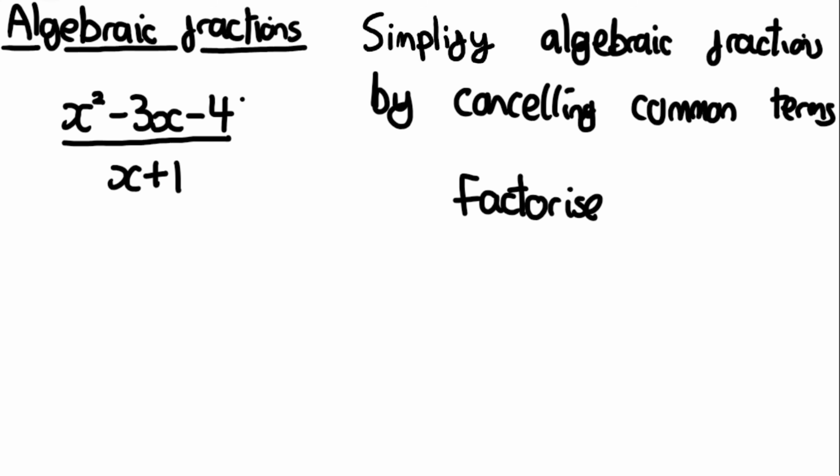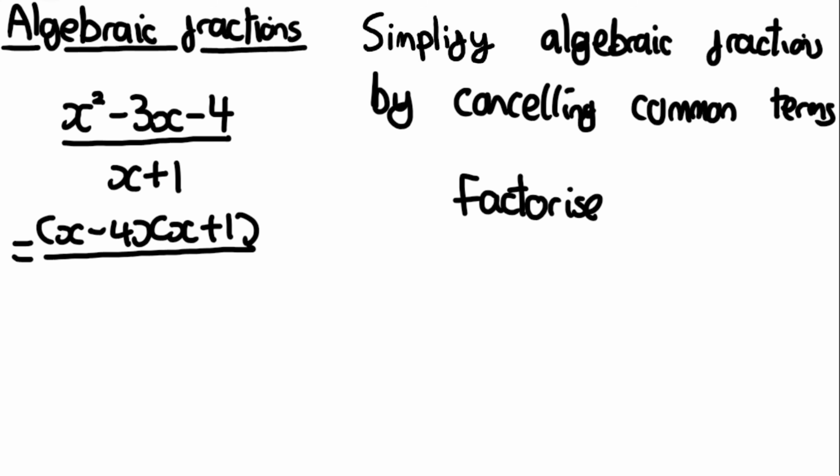So for example, let's do this algebraic fraction here. What we're going to do is factorise the numerator to get it in its simplest form. To factorise it, it will be x minus 4 times x plus 1, because minus 4 times plus 1 is minus 4, and then minus 4 plus 1 is minus 3. So that's how you factorise the numerator up here, and this will all be over x plus 1.